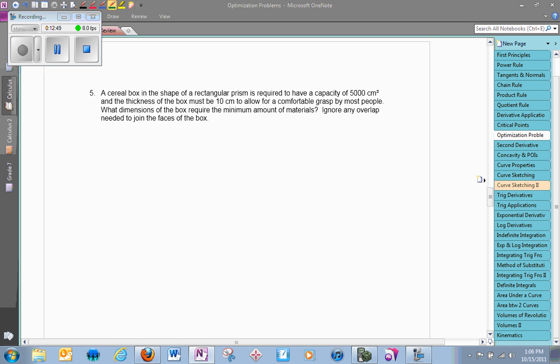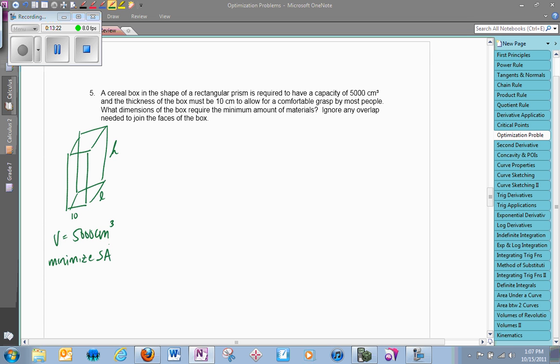And we don't need to worry about any overlapping that needs to be there to join the faces of the box. So if you need to, like me, I suggest drawing yourself a little diagram of a cereal box. I've got a height. I know that for comfortable grasp it's 10, and I know the length here. I know the volume is equal to 5,000 centimeters cubed, and I want to minimize the surface area.